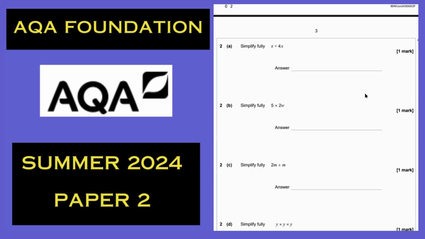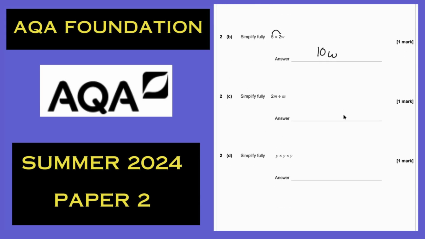Some algebra, simplifying. If there isn't a number, there's a 1. You've got 1 and 4 of the same thing, you've really got 5 of that thing. When you are multiplying, you multiply common numbers, letters, and so 5 times 2 is 10, and there's nothing to do with the W.